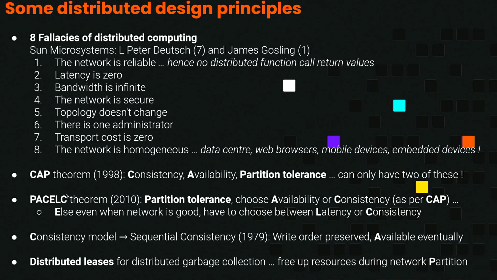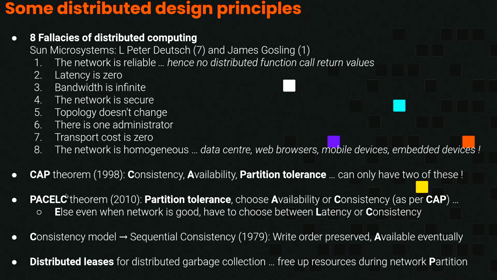The other thing we use is something called distributed leases. So if you've done some operation that causes another part of the system to acquire some resources, maybe you've made a database connection, you've now got a connection there.